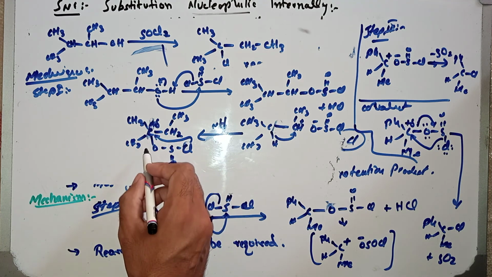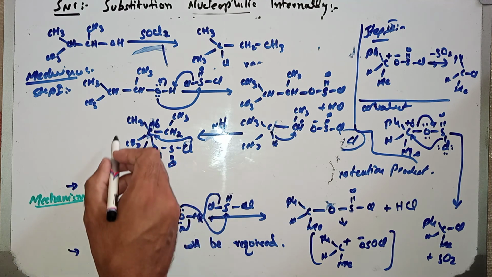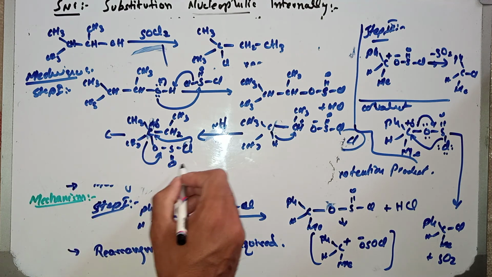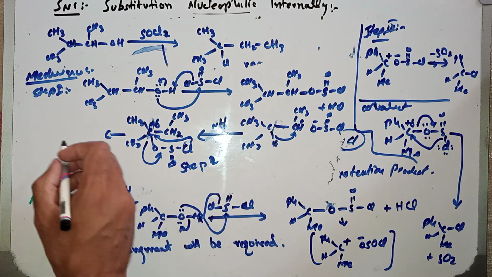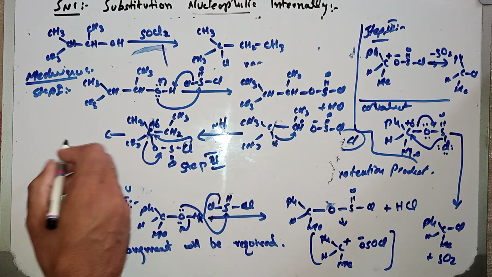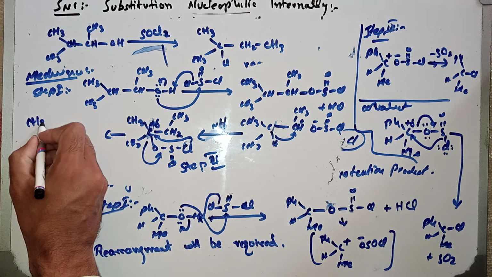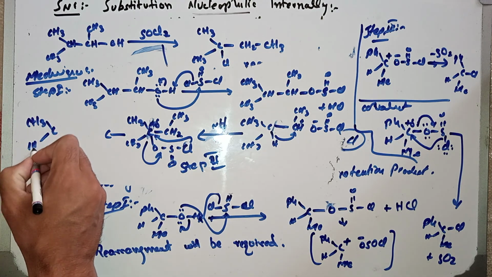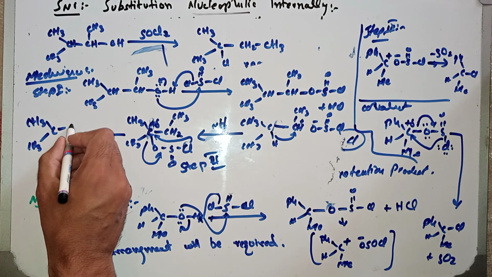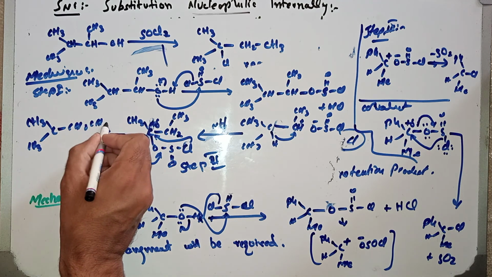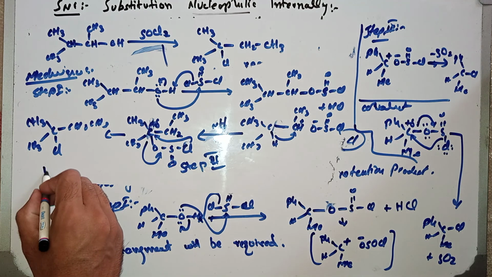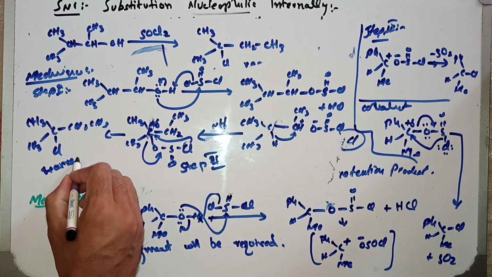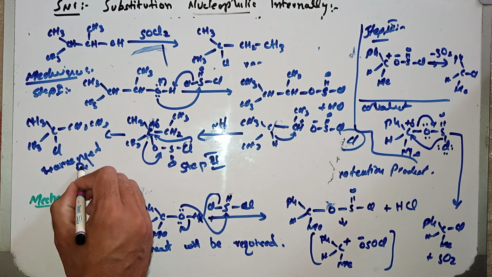It will attack on this carbon, and this bond will shift toward here, and the final product will be generated. This is also step 2, and the final product will be generated: CH3 C CH3, CH2 CH3, that is Cl. It will be like this. This is the final product. Now I hope you can say that this is the rearranged product.